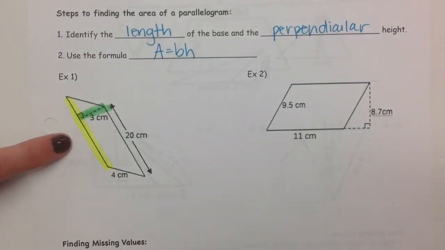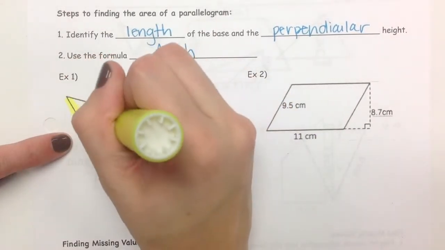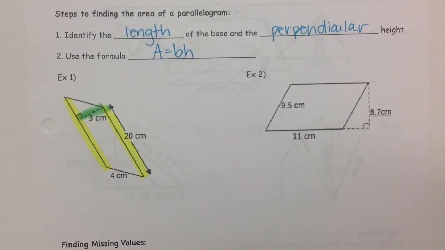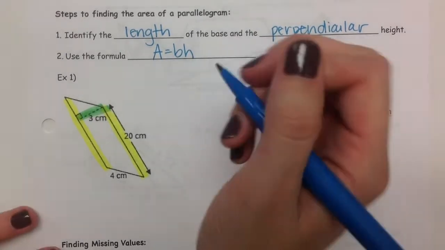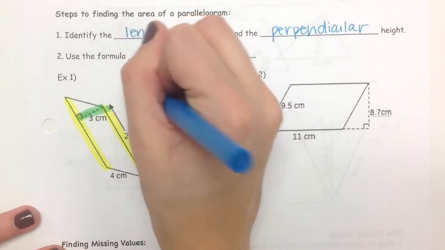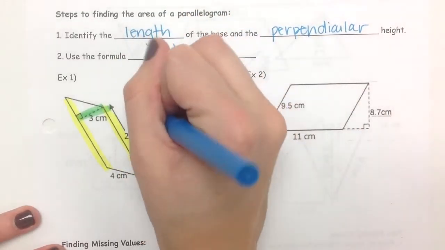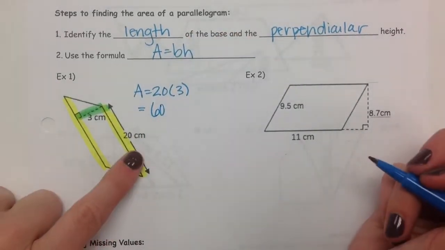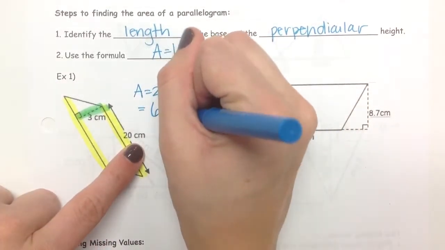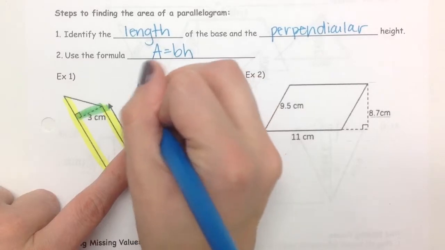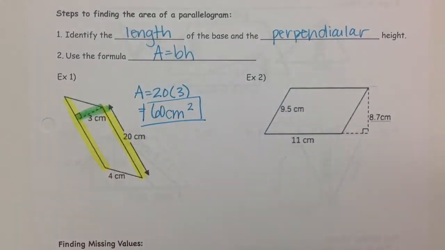With this side, well, there's no measure here, but I know that the opposite side is the same measure. So we have a base of 20, a height of 3. I want to see what you plug in. 20 times 3, which gives me an area of 60. We are talking about units of centimeters, and area is always squared. So 60 centimeters squared.